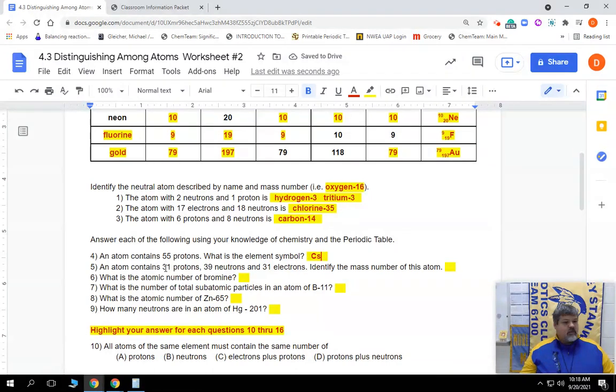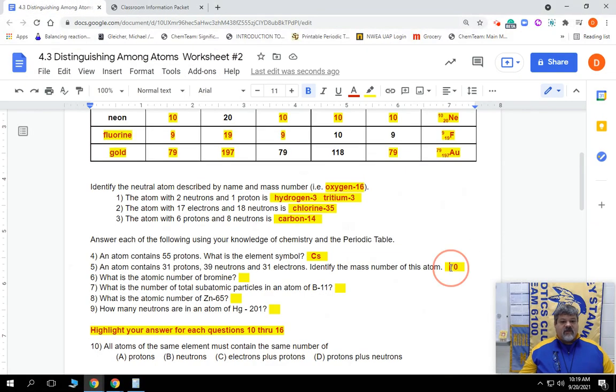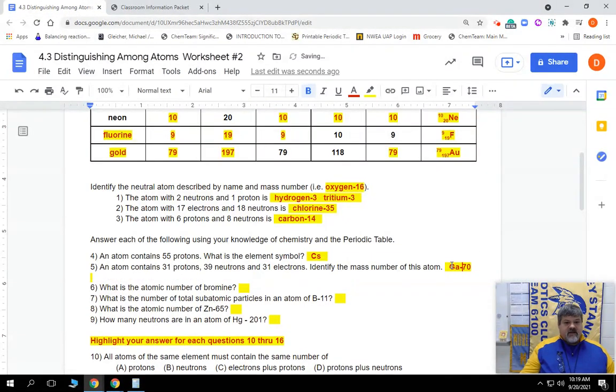An atom that contains 31 protons, 39 neutrons, and 31 electrons. Identify the mass number of this atom. Well, the mass number is going to be the number of protons plus the number of neutrons. So I have 31 plus 39, which is 70. So we know the mass number is 70. But let's go ahead and identify what it is. 31 protons, so it's gallium 70. So one way to write this could be gallium-70. Okay.